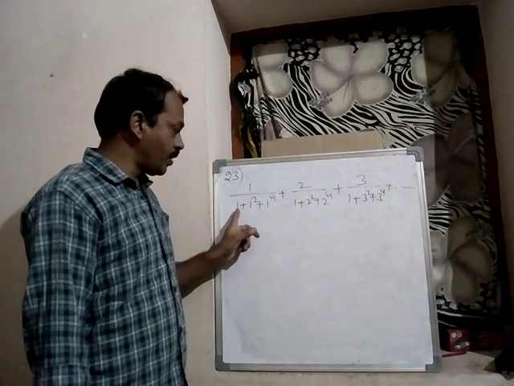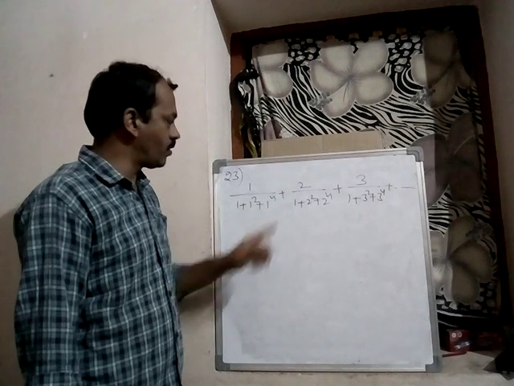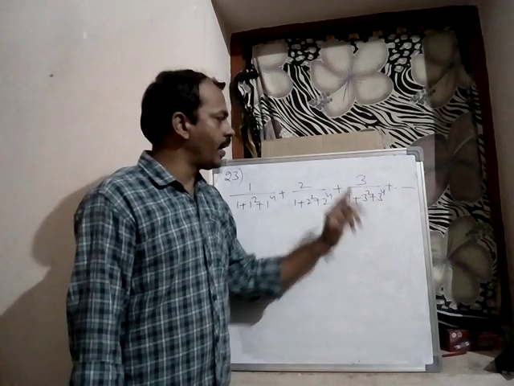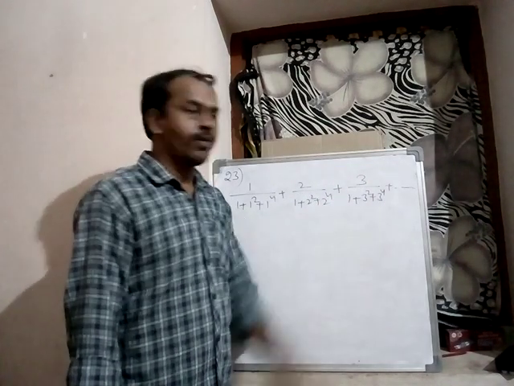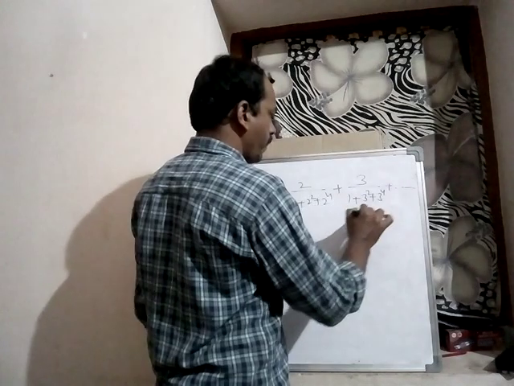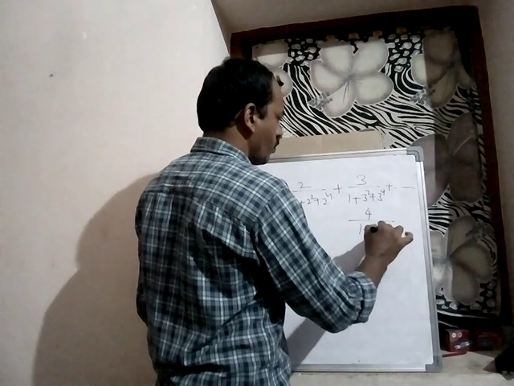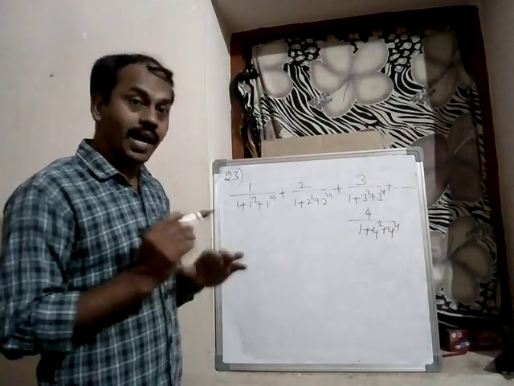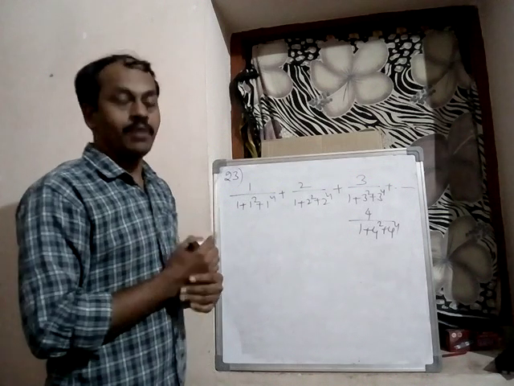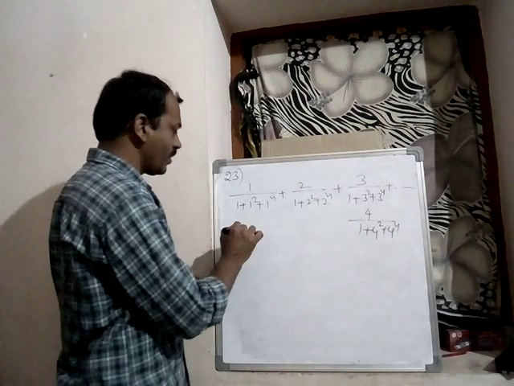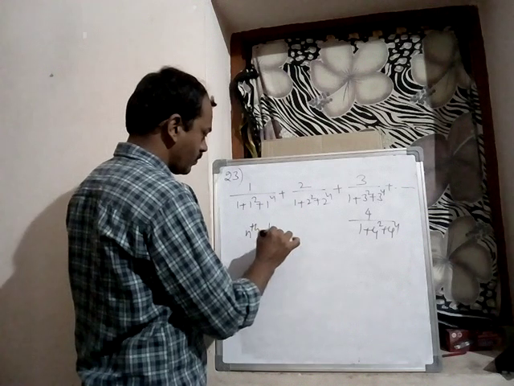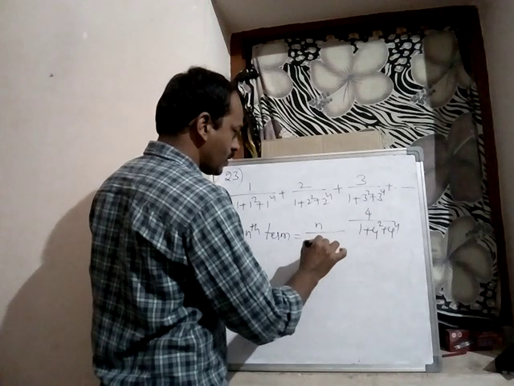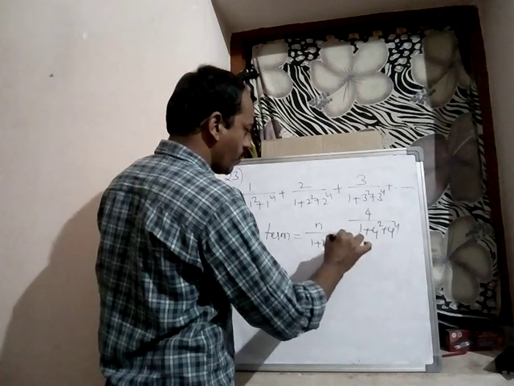Here, 1 by 1 plus 1 square plus 1 to the power of 4, plus 2 by 1 plus 2 square plus 2 to the power of 4, plus 3 by 1 plus 3 square plus 3 to the power of 4. What is the next term? 4 by 1 plus 4 square plus 4 to the power of 4. What is the nth term of this series? It asks for the sum of n terms. What is the nth term in this series? Nth term, that is equal to n by 1 plus n square plus n to the power of 4.